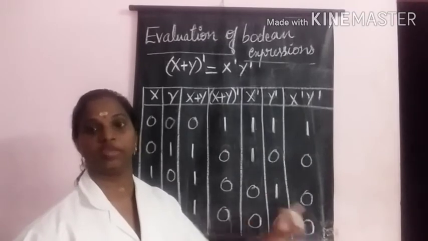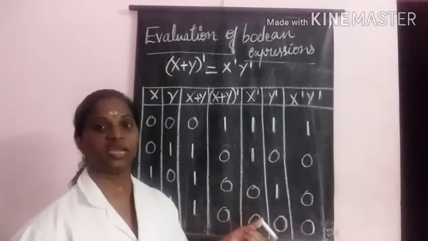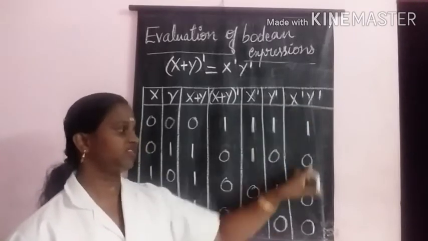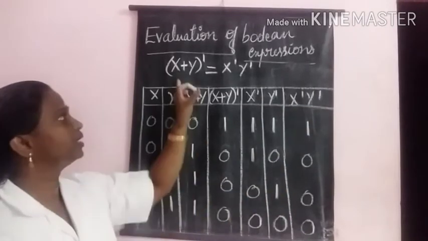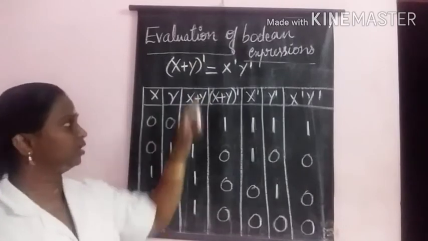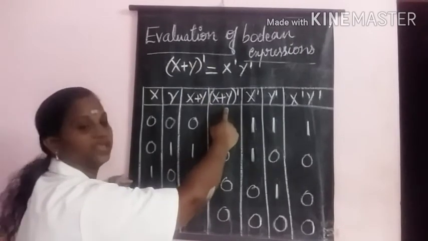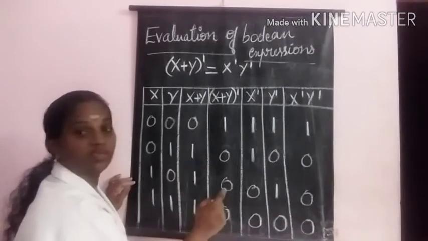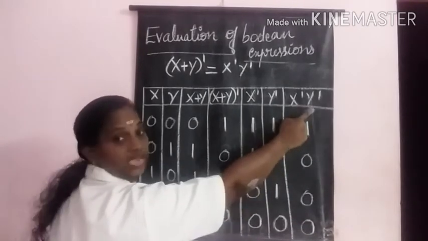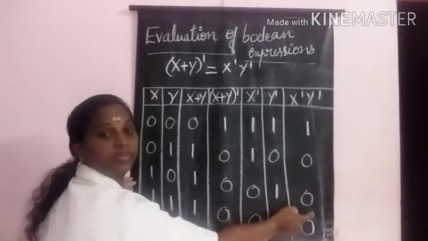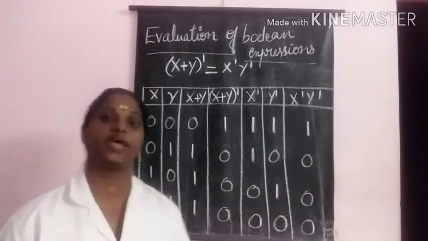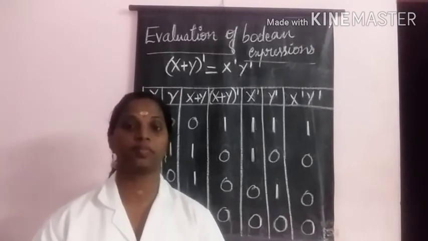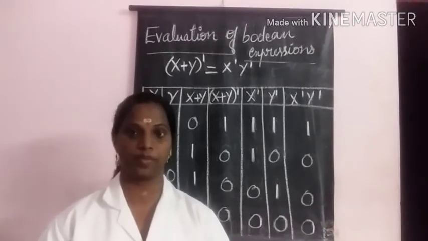Now let us check whether our answer is correct or not. You can compare this one with which one? X plus y dash. See here, what is the answer for x plus y dash? 1, 0, 0, 0. It is always equal to x dash y dash, that is 1, 0, 0, 0. So our answer is correct. You can work out more problems or more examples from your home.